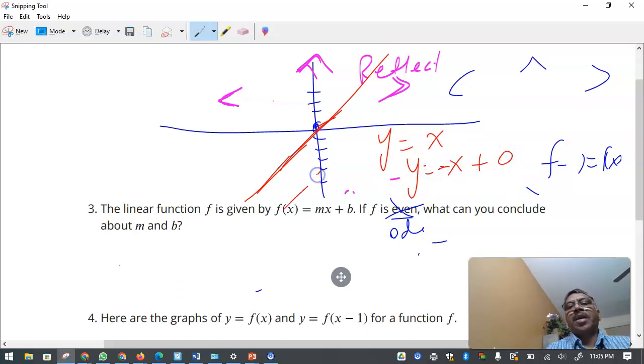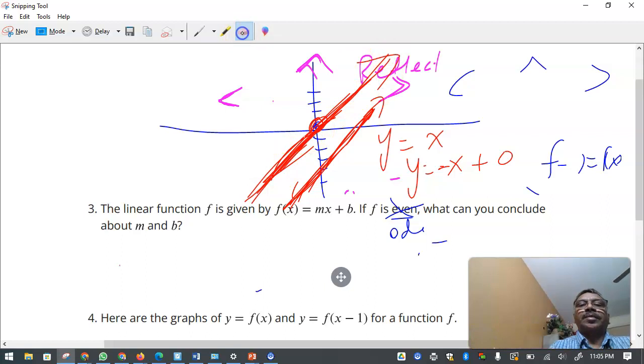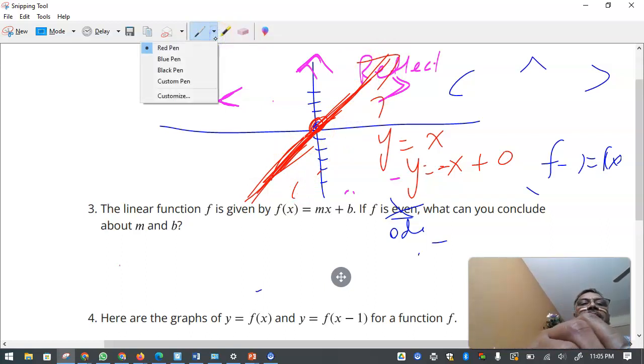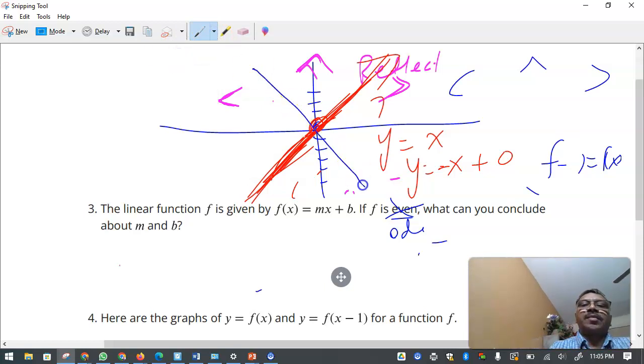Because if you have a line like this one and try to reflect twice, you don't get back the same thing. So this does not reflect over the origin. This is the only one through the origin. If you reflect twice, you first reflect over the y-axis, it goes this way, and then reflect over the x-axis, you get back the same thing. So that's how this is. So let's go to the next question.